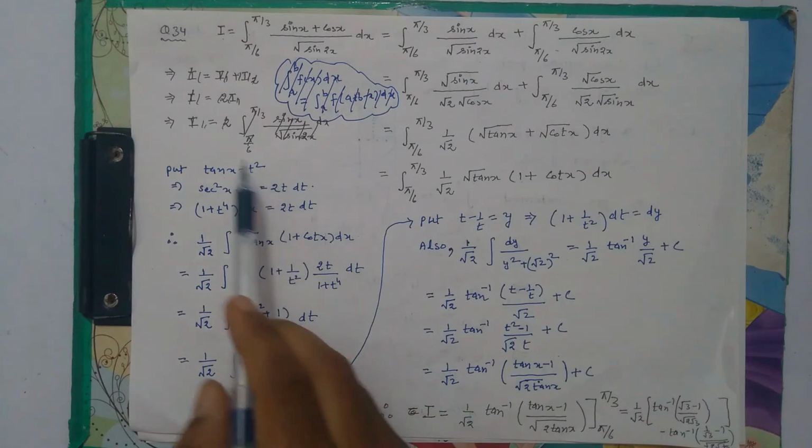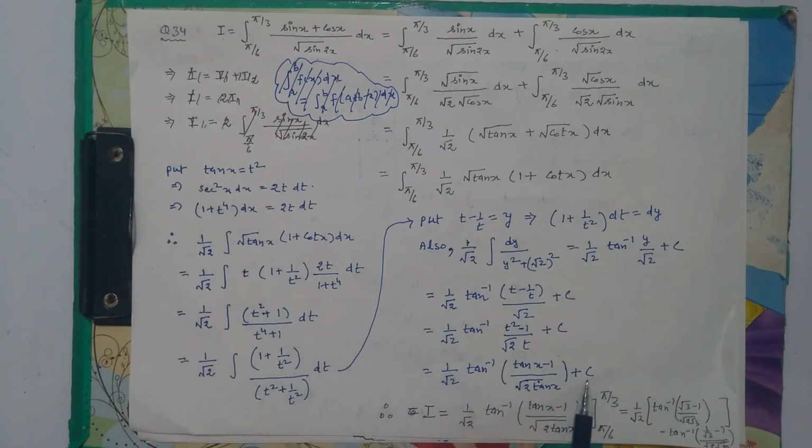After solving an indefinite integral, we write here plus c, the constant of integration. At the final step, we took the limit when we converted everything in terms of x. So this way we can solve the question.